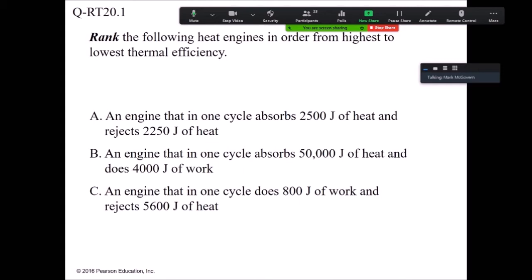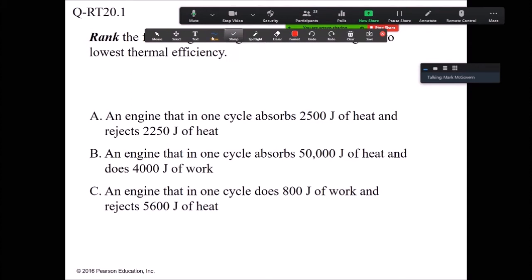An engine in one cycle absorbs 2,500 joules of heat and rejects a ton of it. Oh my goodness. What kind of engine is this? This is garbage, right? Let's calculate it though. The expression I would use is 1 minus 2,250 (the cold reservoir) over 2,500. I'm not even going to work it out. It's pathetically low. I don't know what number that is, and I'm not even going to bother to work it out.